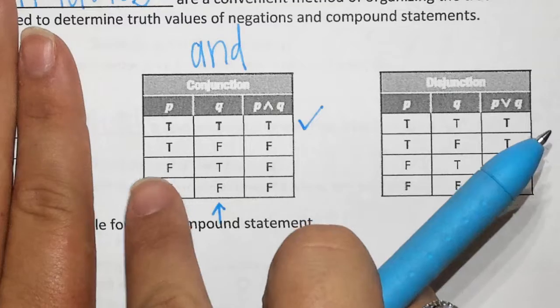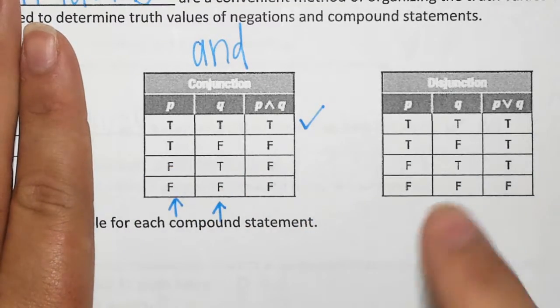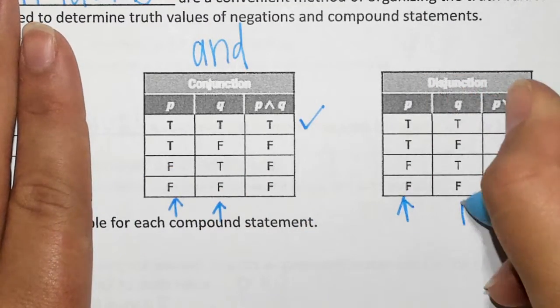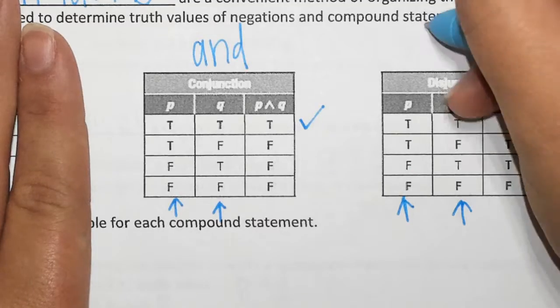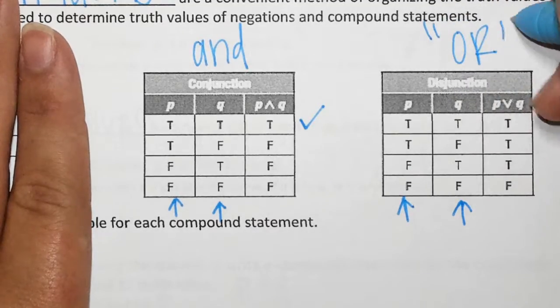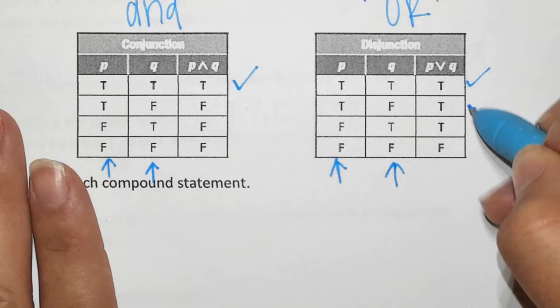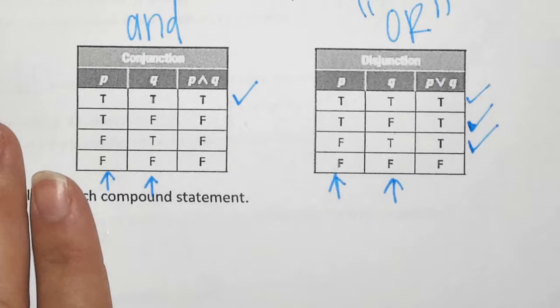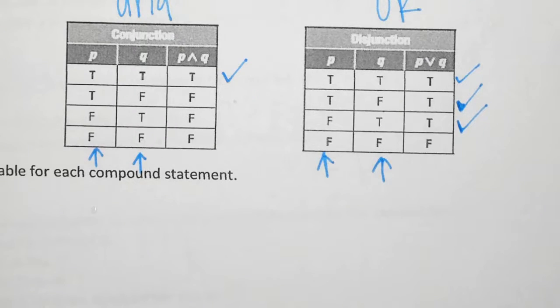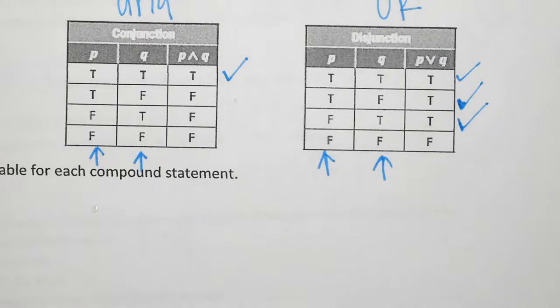So as you see, these first two columns are the same in both of these truth tables. The only difference is that this is or. Now you see 3 true statements over here. Why? Because it only has to take one to be true. Are y'all following me? Okay.